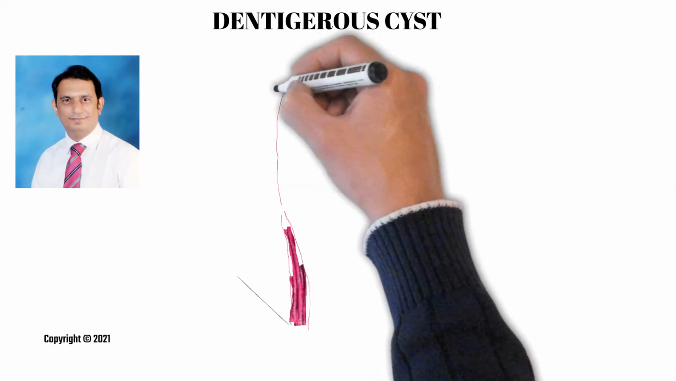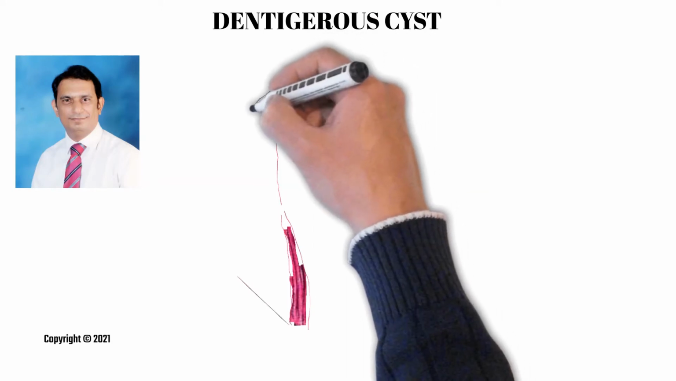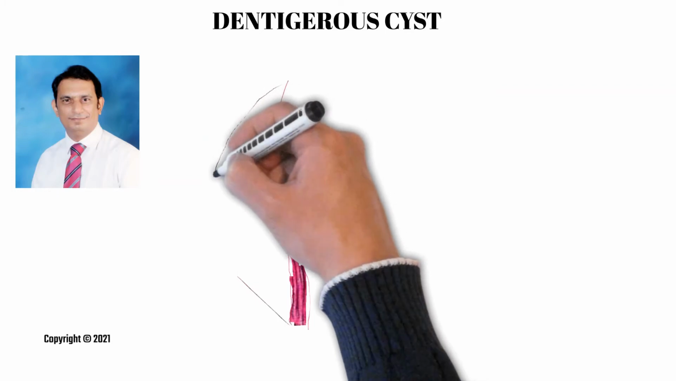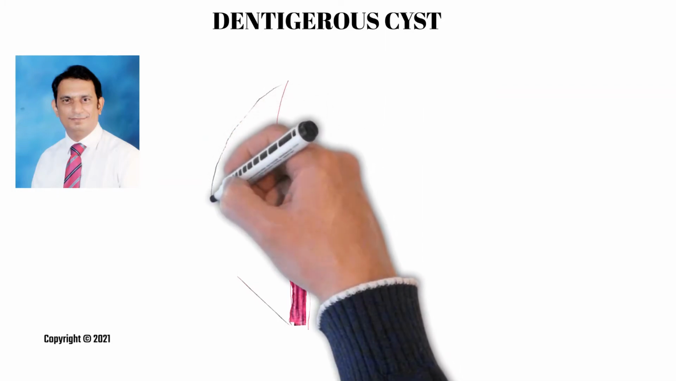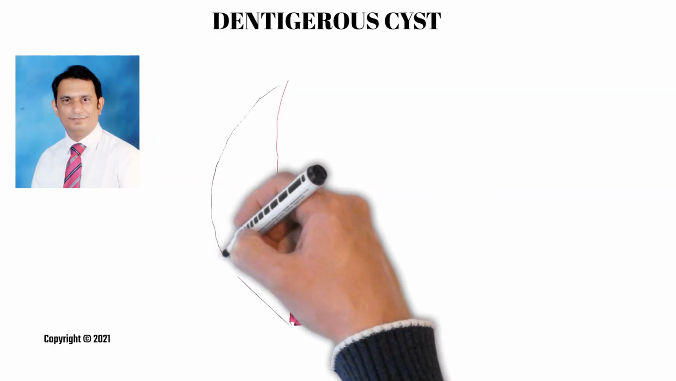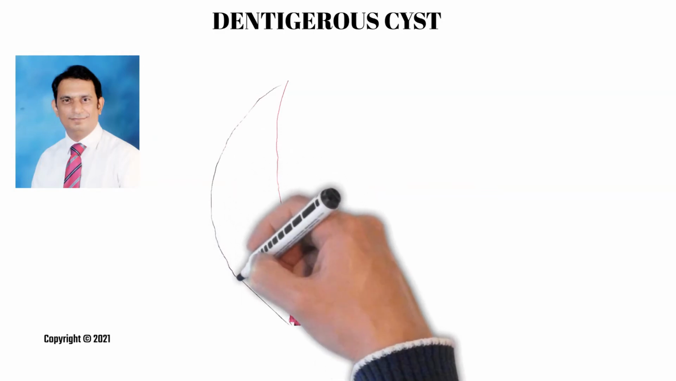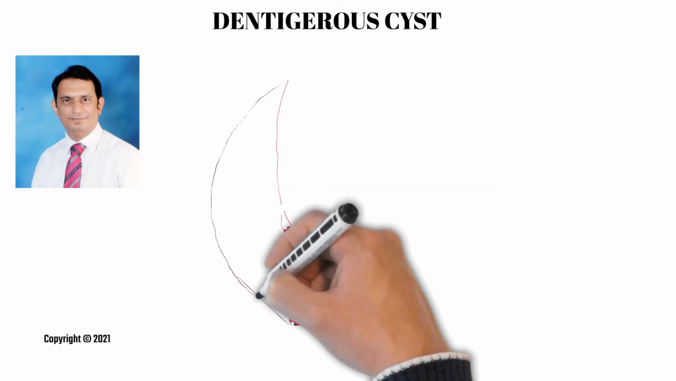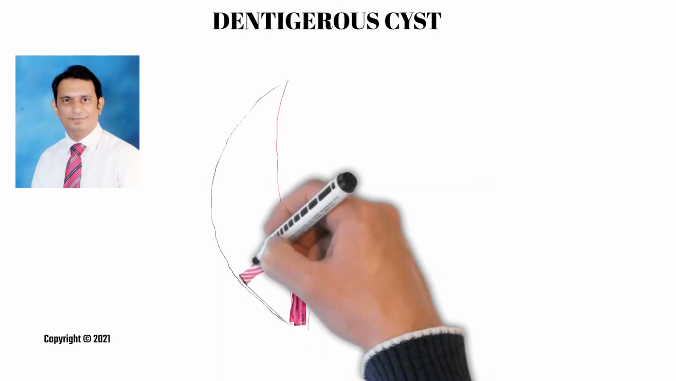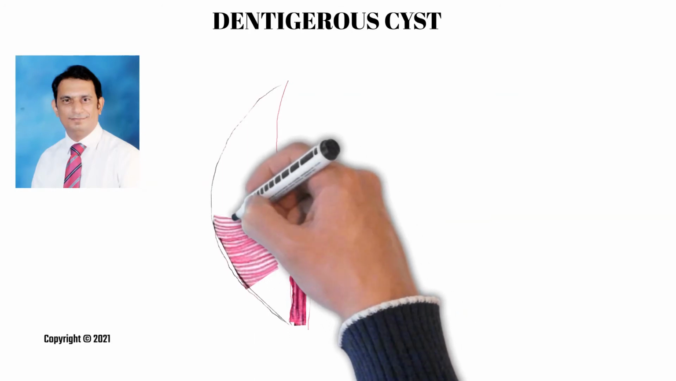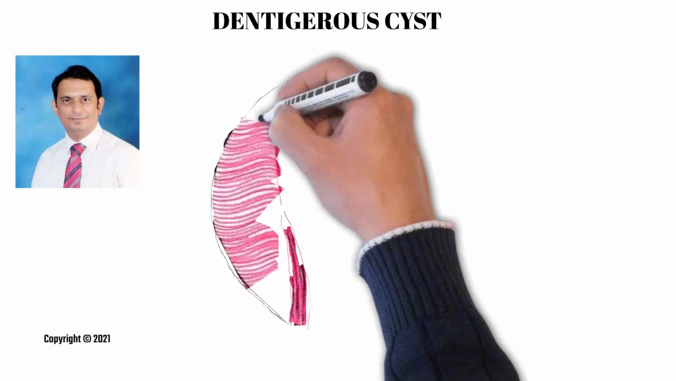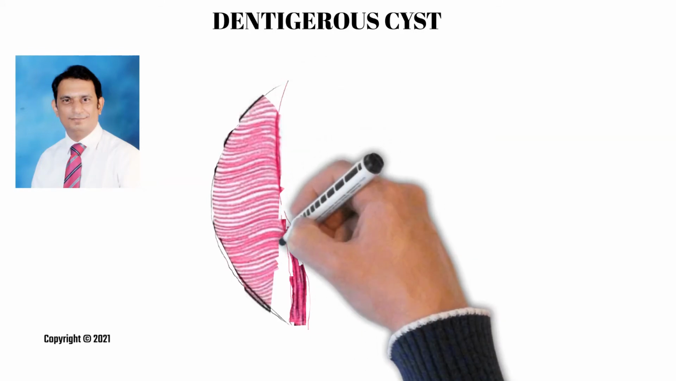Then we try to make the outline of the dentine, and this cyst is typically attached to the cemento-enamel junction, and it will be seen with the impacted or unerupted tooth, seen in young age. So here we draw the dentinal tubules. So this resembles your tooth.